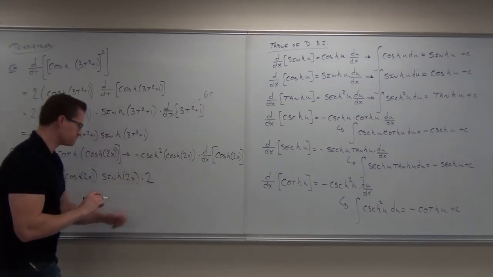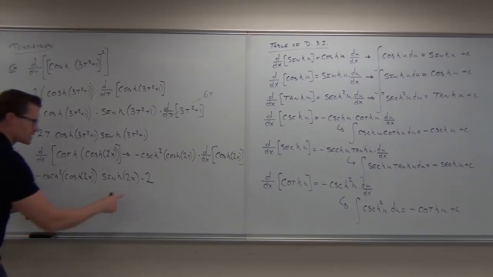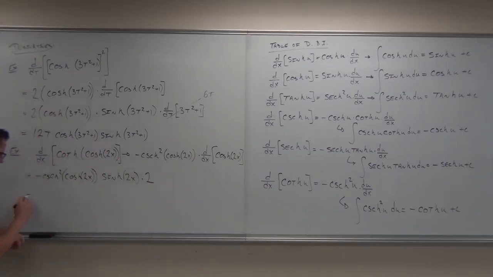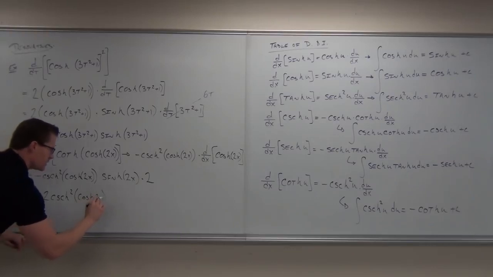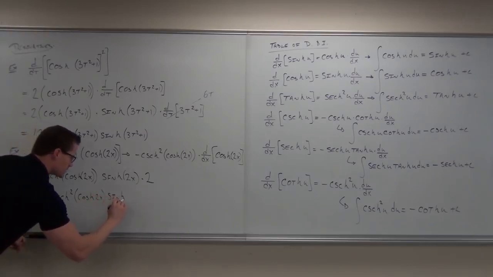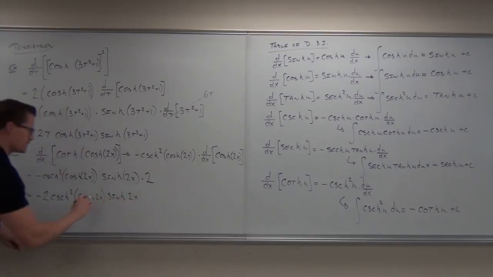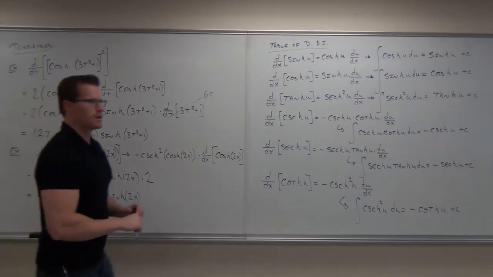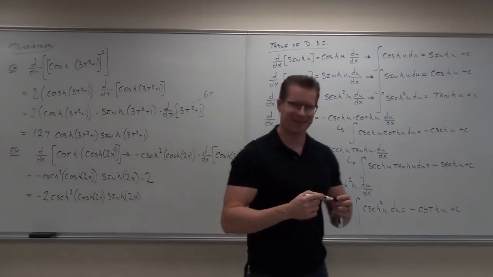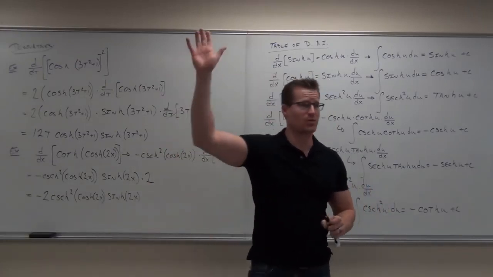You guys okay with that one? Mash all this stuff together if you can. The 2, let's put that up front. So negative 2 hyperbolic cosecant squared of 2x times coth 2x. Let's make sure we know that these are arguments of our hyperbolic functions. Take a deep breath. That's a mouthful. It's crazy. Show of hands, feel okay with that one?